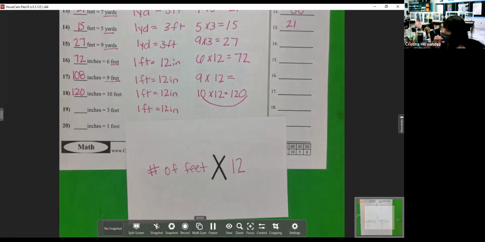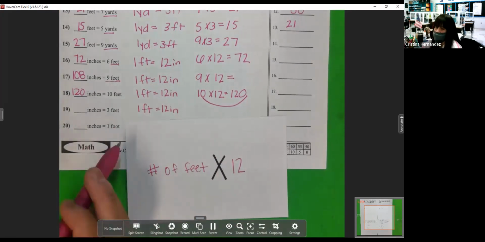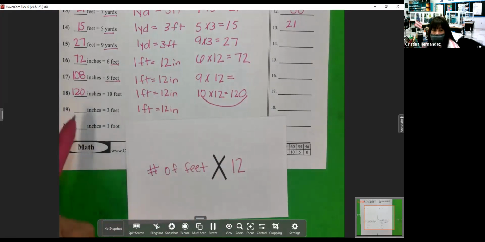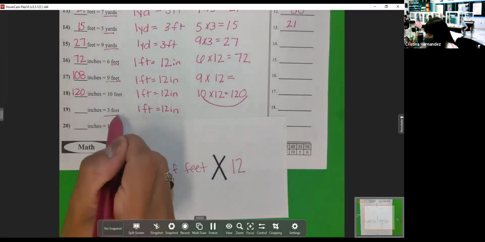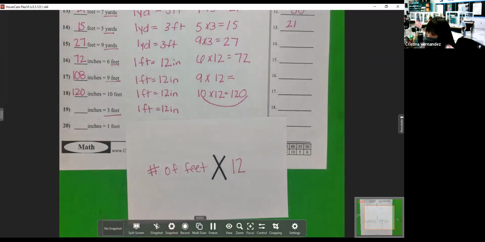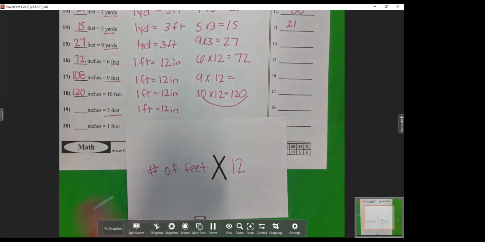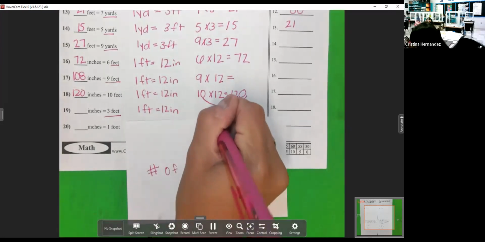Somebody at home, I want somebody at home to help me answer this problem. How many feet are we converting to inches in number 19? On my paper, how many feet are we converting to inches? 3. 3, I think is what Nando said. So 3 times what number?